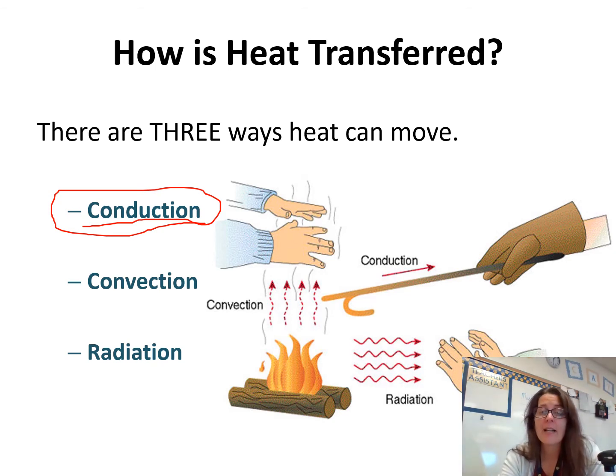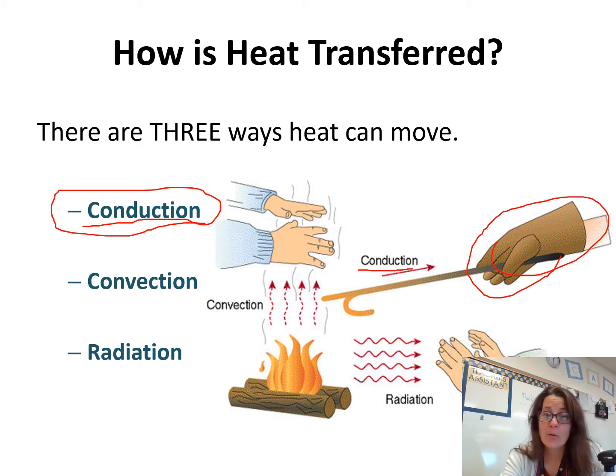That is conduction. It would be direct contact. So we can see right here, we've got an example of conduction. The heat is moving up this fire poker, and you see they've got to have this glove on right here so that their little hand doesn't get burnt touching this hot fire poker. Okay, so that's a good example of conduction. We've got some direct contact right there. The heat is moving with direct contact.